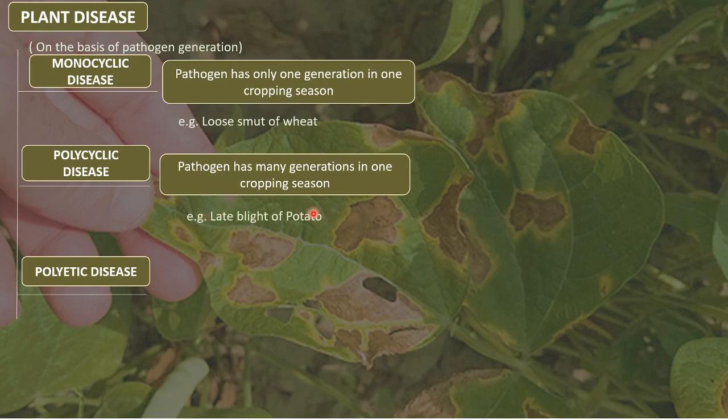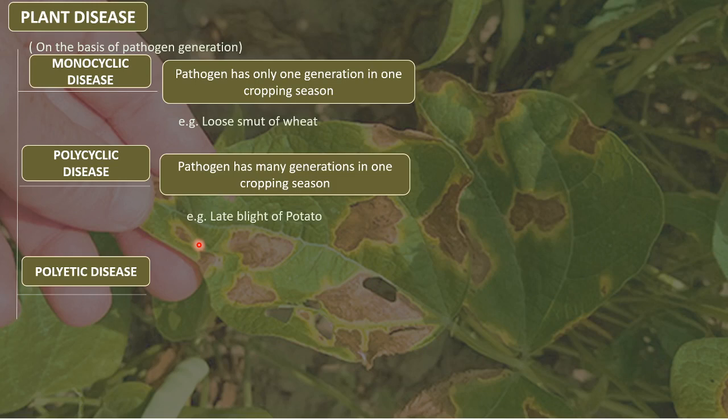So that means late blight of potato, which is caused by the pathogen Phytophthora infestans, right? So Phytophthora infestans will keep on continuing its generation, keep on continuing the infection cycle, till the cropping season is available. So this is called polycyclic disease.